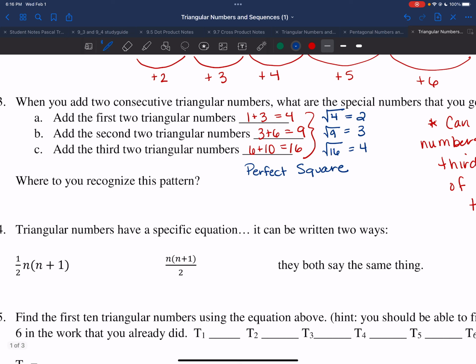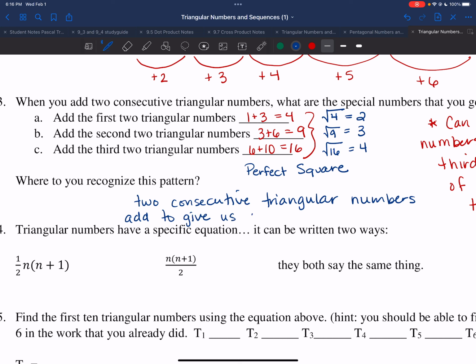So 2 consecutive triangular numbers add to give us perfect squares.